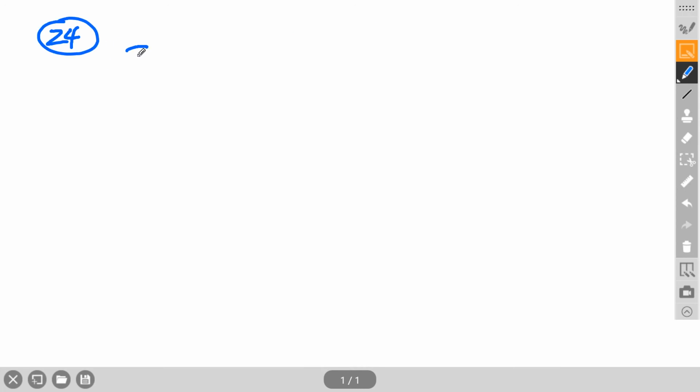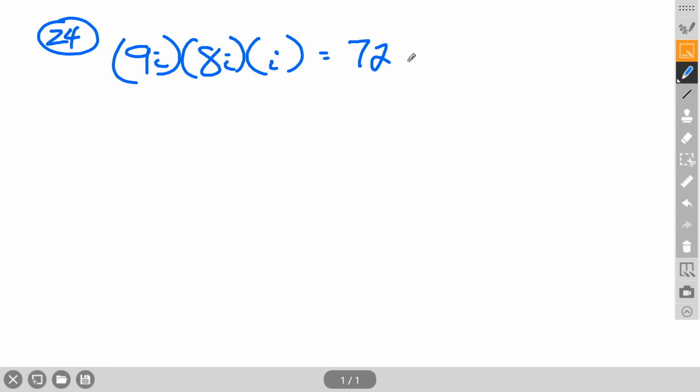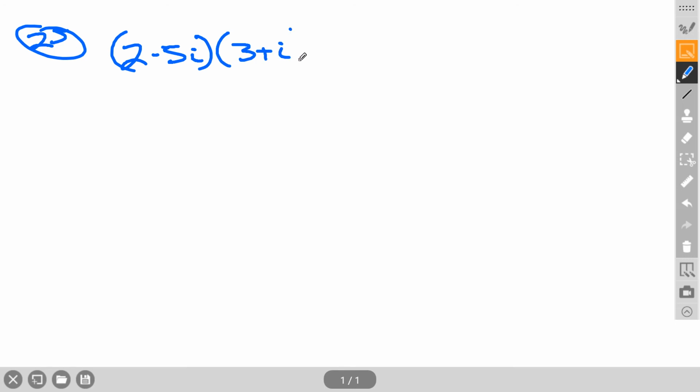24, 9i times 8i times i. We multiply this together. 9 times 8 is 72. i times i times i is i cubed. But if we remember our cycles, i to the third power is just negative i. So this becomes negative 72i. 25: 2 minus 5i and 3 plus i. So this is multiplication, which means we're going to have to use the distributive property.